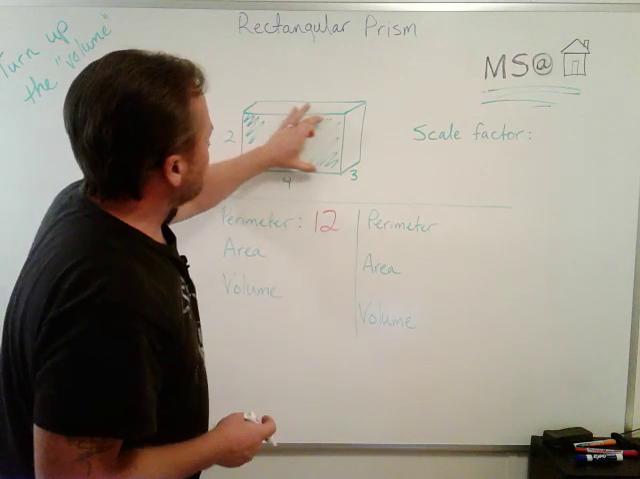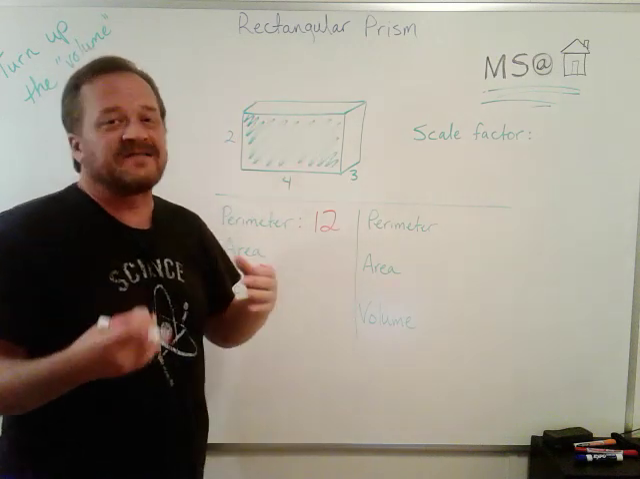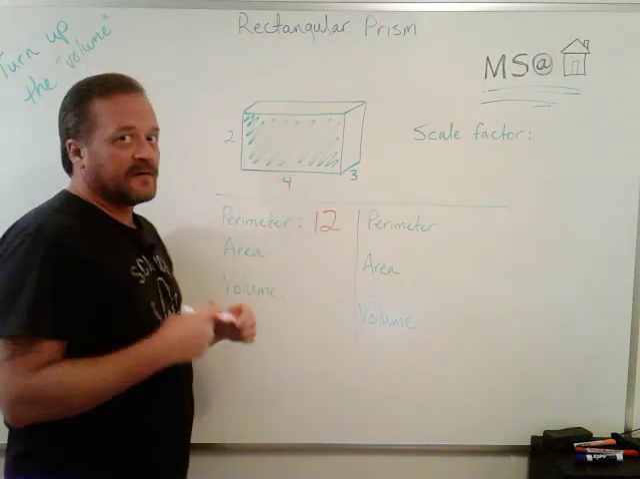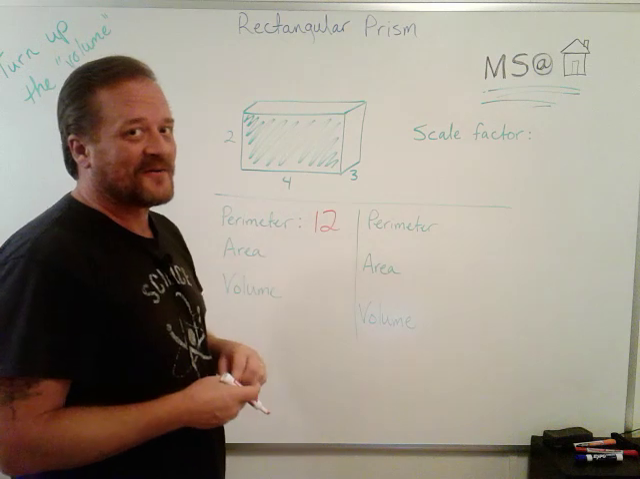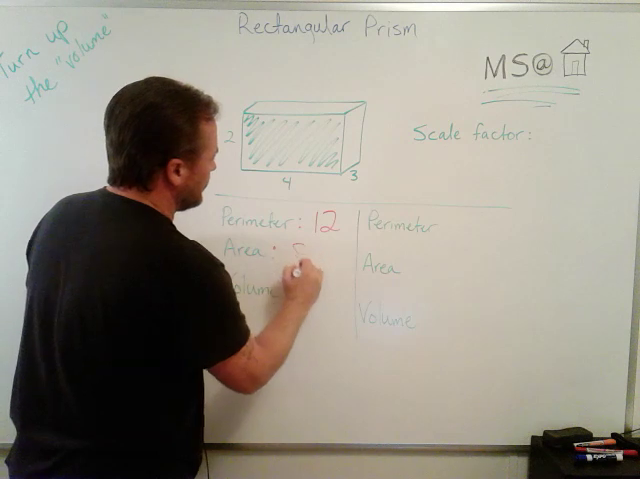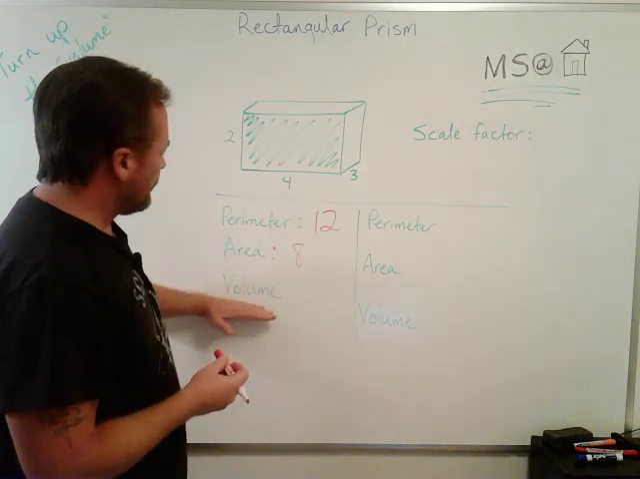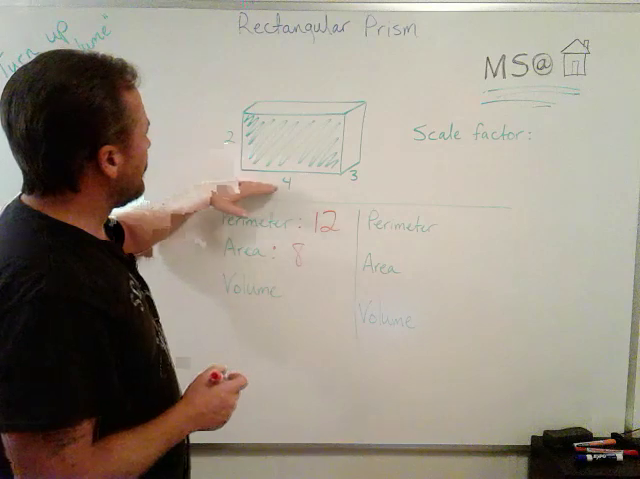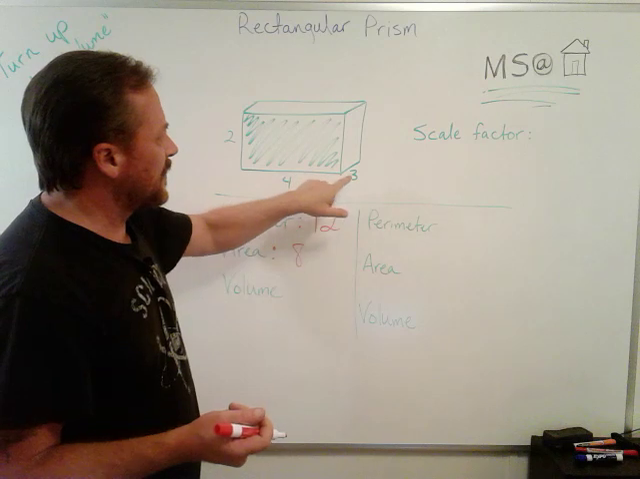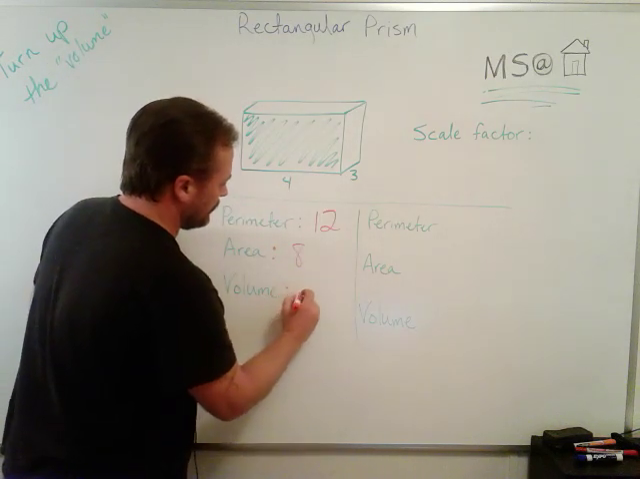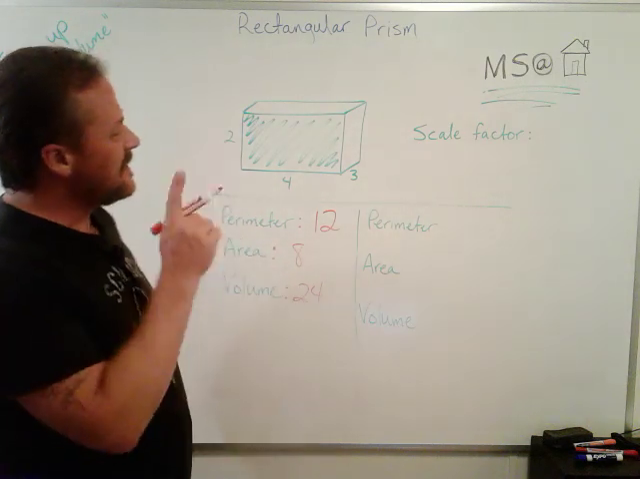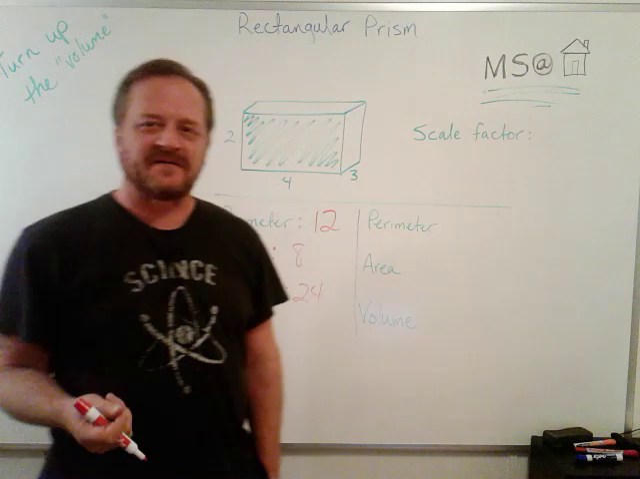Area. What's the area of just that front face? Again, the only dimensions I really care about are height and base. So 2 times 4, that's the actual formula for area, right? 2 times 4, height times base, is 8. And finally the volume, where I'm going to need all 3. I need the base times the height times the depth. So 2 times 4 is 8. 8 times 3 is 24. Cool. Done.